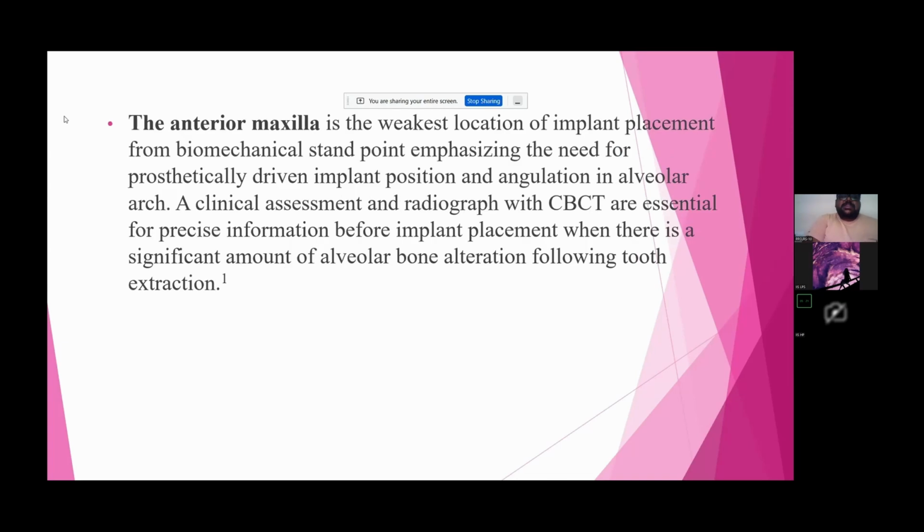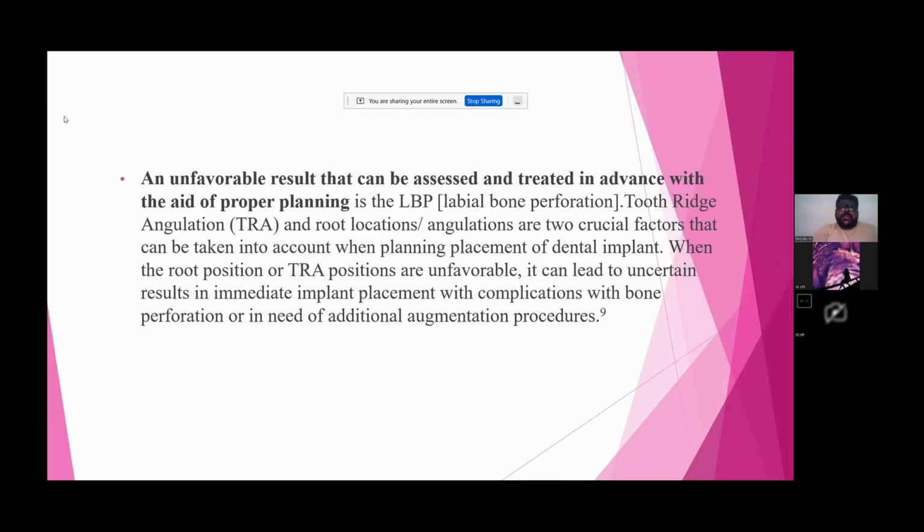The anterior maxilla is said to be the weakest location for implant placement from a biomechanical standpoint, emphasizing the need for the prosthetically driven implant position and angulation in the alveolar arch. A clinical assessment and radiograph with CBCT are essential for precise information before implant placement when there is a significant amount of alveolar bone alteration following tooth extraction.